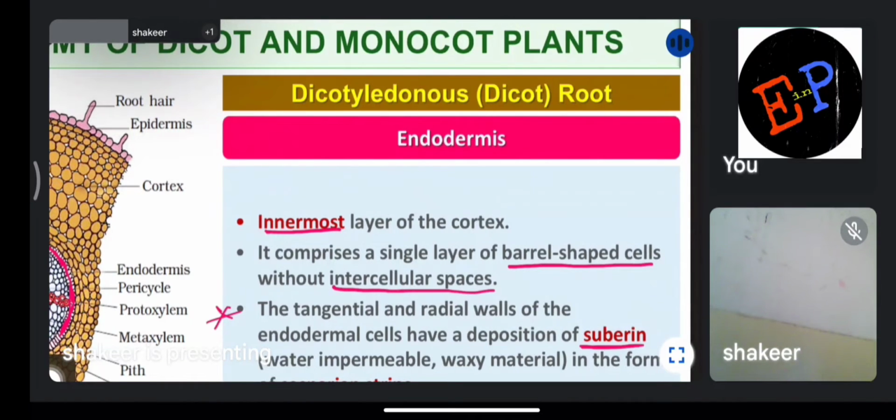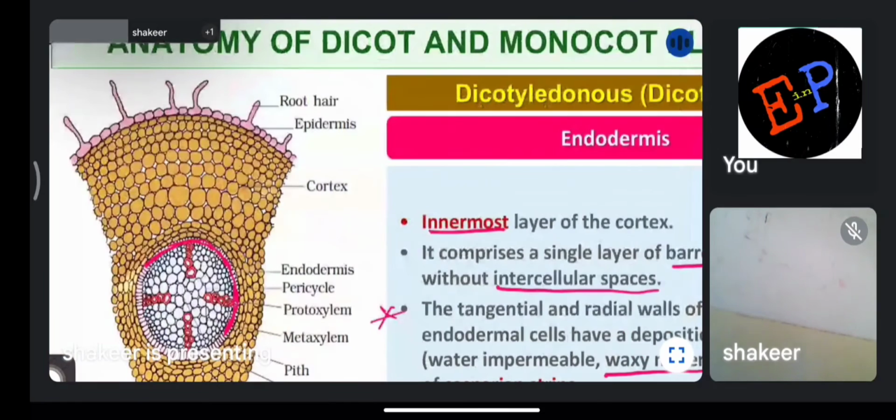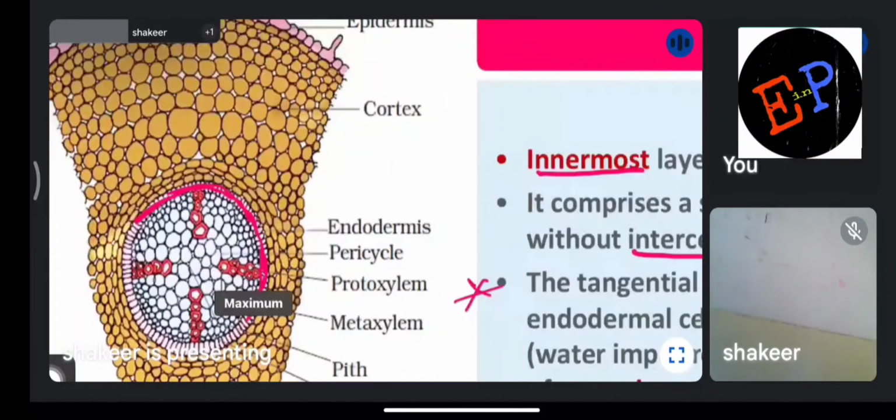And what is this suberin, ma? So this is a water impermeable membrane or water impermeable layer. Impermeable means water cannot enter into this layer. Water cannot enter into this suberin. That is called water impermeable. Clear, no, ma? So it is water impermeable and waxy material in the form of Casparian strips. So what is the shape of arrangement of this suberin, ma? It is arranged in the form of Casparian strips. Okay. So are you able to understand what is happening? So this is the endodermis, ma.